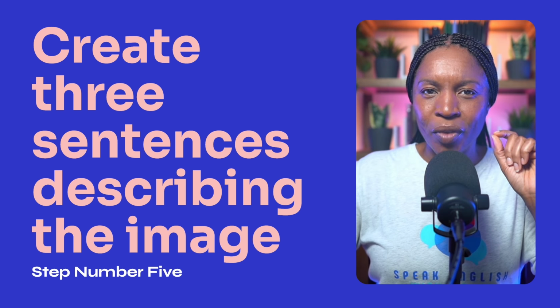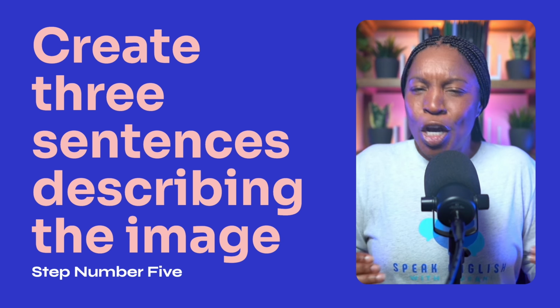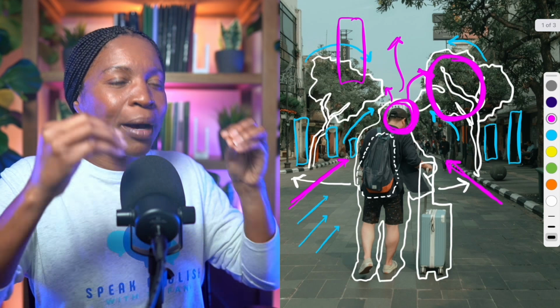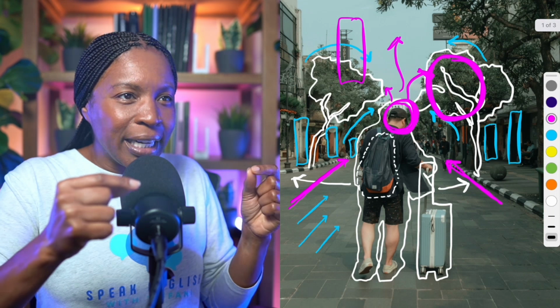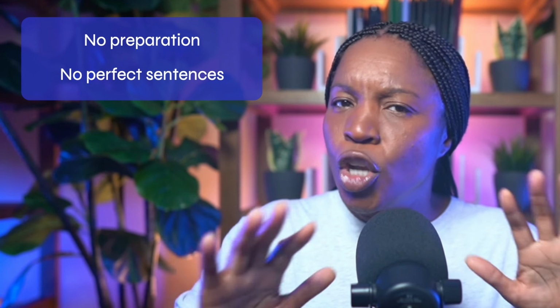Step number 4 is all about finding 3 expressions from the image we selected, from the world we are creating in our minds, which leads us to step number 5. Now we need 3 sentences describing the image. This image that has become our world, about this traveling person walking down the street, holding his luggage with his backpack. Now we need 3 sentences to describe the image. We're going to look. We're going to describe it. No preparation, no perfect sentences. This is where the world starts moving.